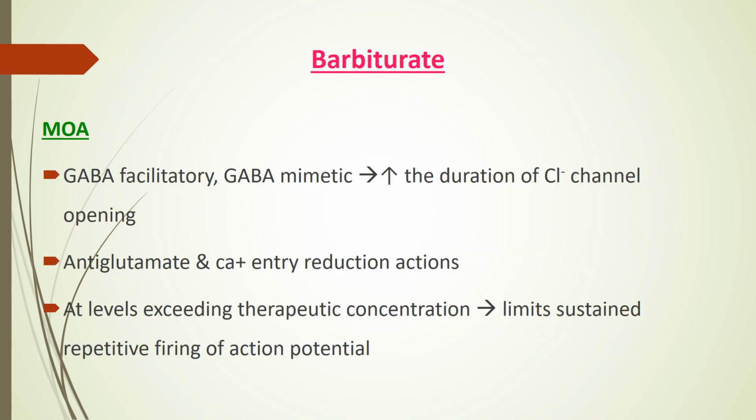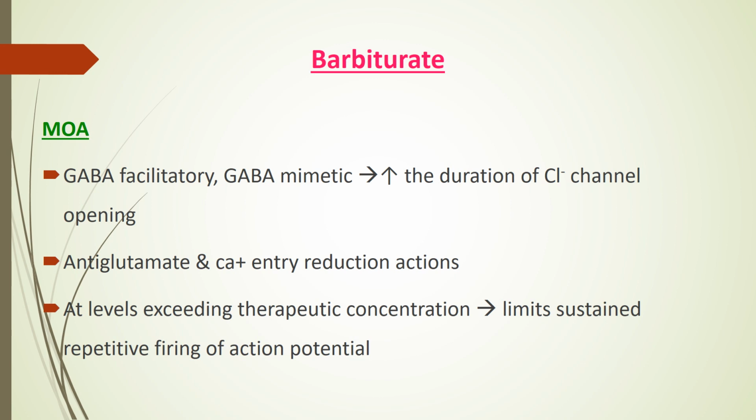Under this, the first group of drugs is barbiturates. Barbiturates could be GABA mimetic as well as GABA facilitatory, but the primary role is GABA mimetic. That means when a barbiturate binds to the GABA A receptor, it increases the duration of chloride channel opening. So by increasing the chloride channel opening duration, it increases the conduction of chloride ions. So increased conduction of chloride ions through this chloride channel leads to hyperpolarization of the postsynaptic membrane, and it leads to inhibition of the conduction of action potential.